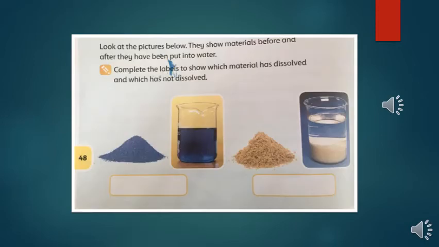Now, on page 48, look at the pictures at the bottom. The blue one is copper sulfate crystals, and then a copper sulfate solution. The brown one is sand. So look at these and decide whether the materials are able to be dissolved or not.